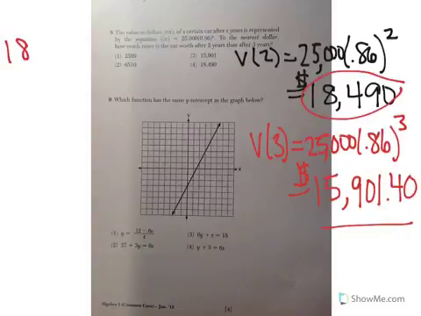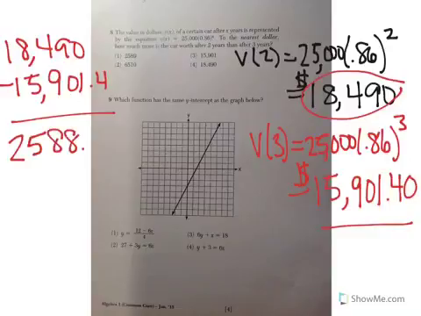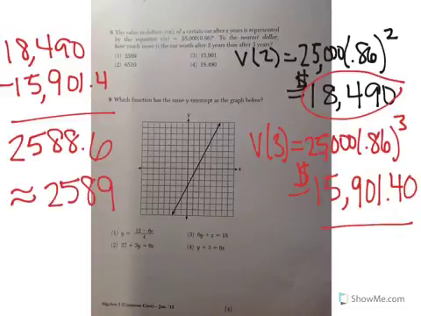So we're going to take 18,490 and subtract 15,901. And since it's to the nearest dollar, we'll keep it like this for now and round at the end, and I end up getting 2588.6, which is roughly $2,589, and that would be choice 1.